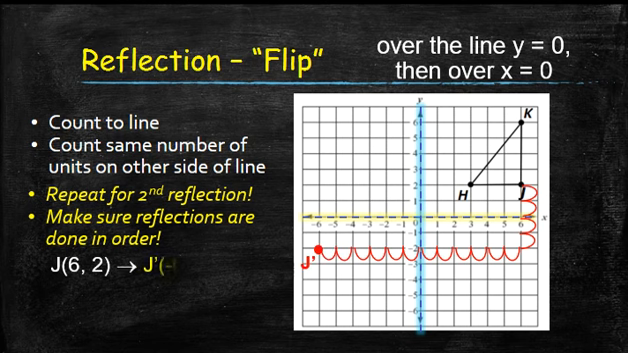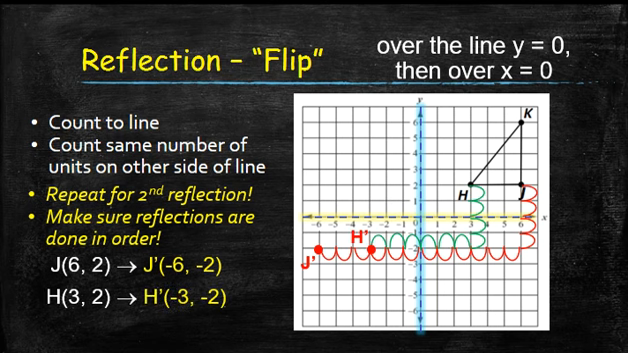So my point J prime is at negative 6, negative 2. We're going to repeat the same thing for H, count to y equals 0, on the other side, and then again to x equals 0, and to the other side. So H prime is at negative 3, negative 2.